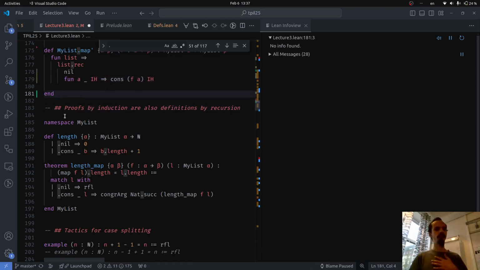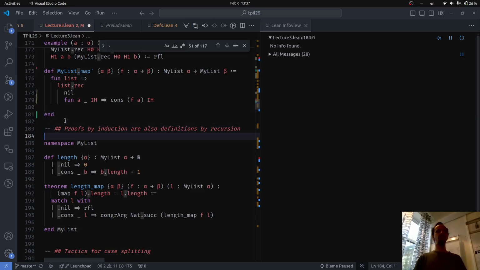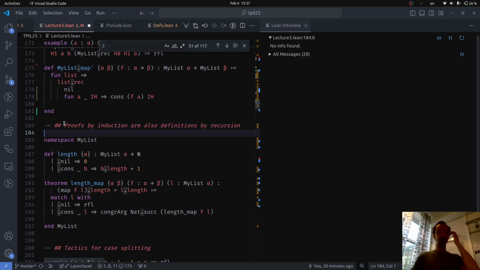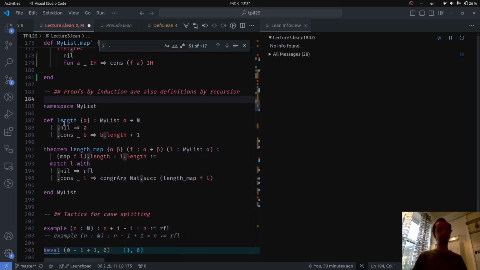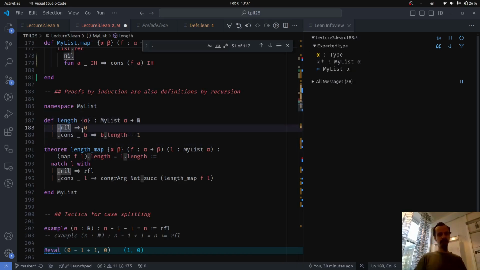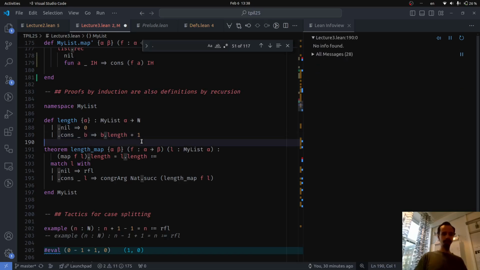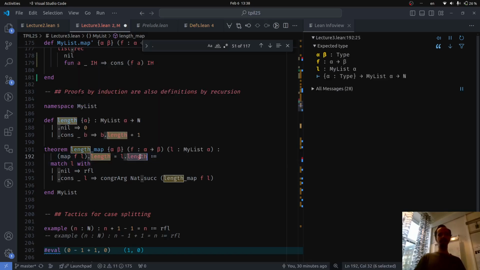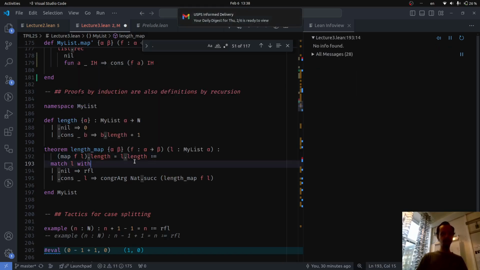And okay, so I sort of already said this partially, but proofs by induction are also basically definitions by recursion. They're sort of the same mechanism to Lean. So here I want to give an example of a theorem which I will prove by recursion, and this is sort of Agda style. So we define this function length: length of nil is 0, length of cons is the length of the tail plus 1. And then I want to prove that the length of map is the same as the length of the original list. And we do so by pattern matching.